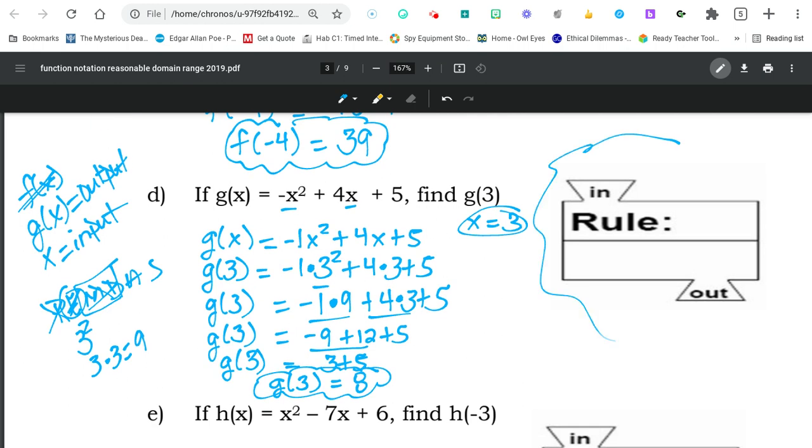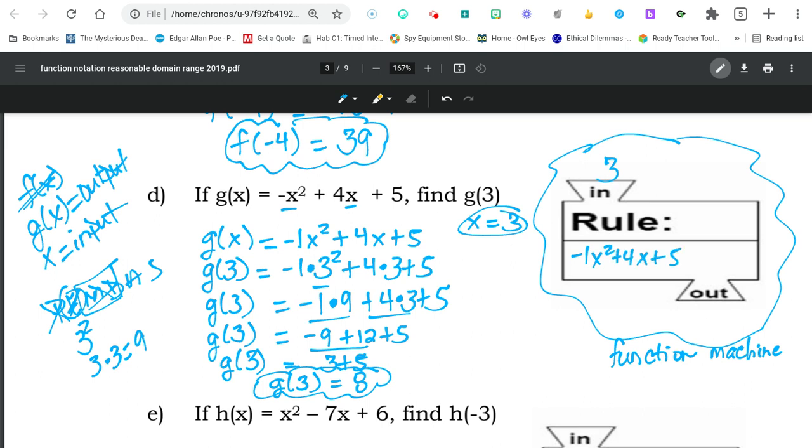If you ever see these things on an ACAP test, which you've got to take in April, guys, and it tells you you've got a function machine. This is called a function machine. All it is is input and output. You put in a 3 into the equation negative 1x squared plus 4x plus 5. So 3 goes in the place of x, and you get out 8. It's just input and output.